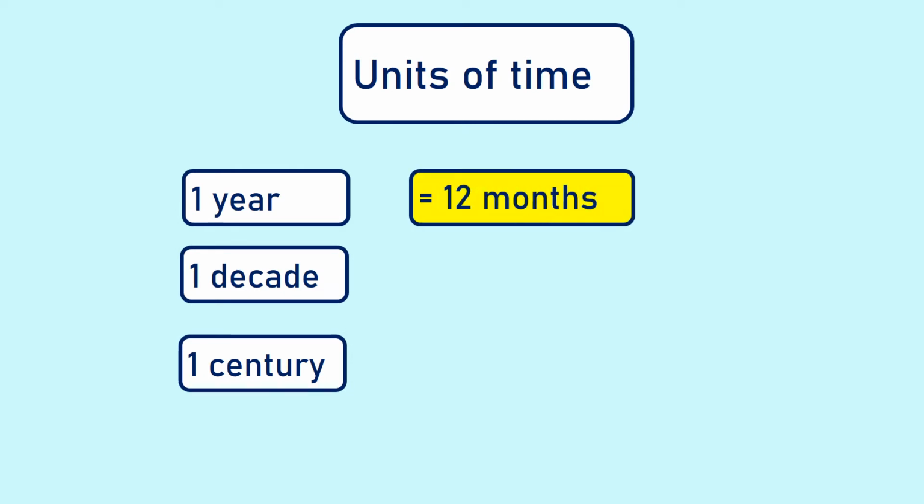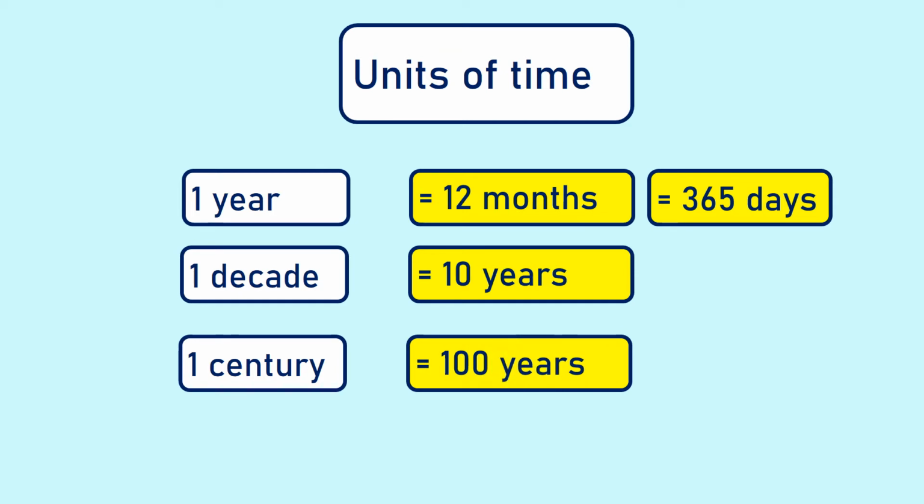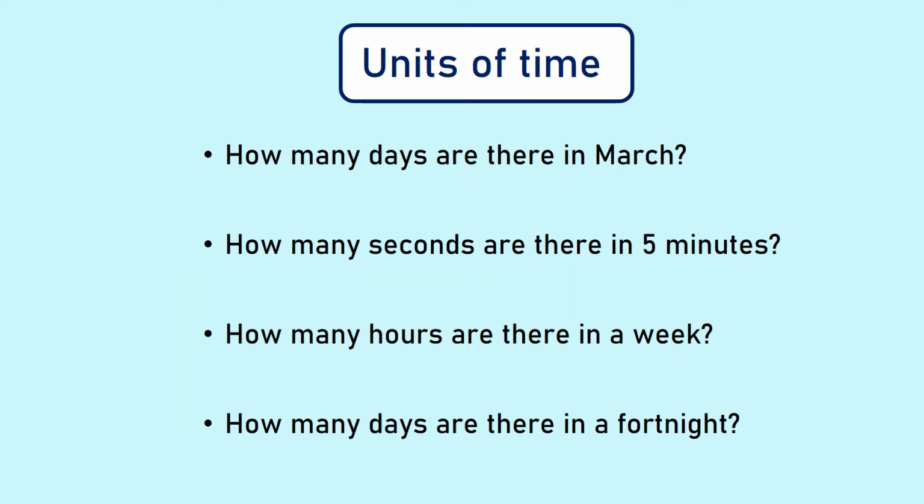So we just looked at this one. 1 year is 12 months or 365 days, 366 if it's a leap year. 1 decade, 10 years. And 1 century, got the prefix cent, which means 100 years. So we'll have a look at some questions.